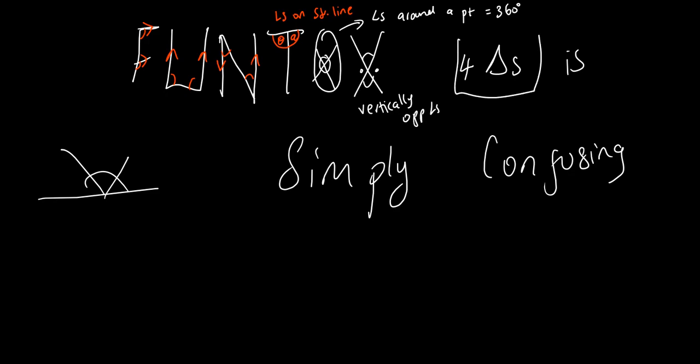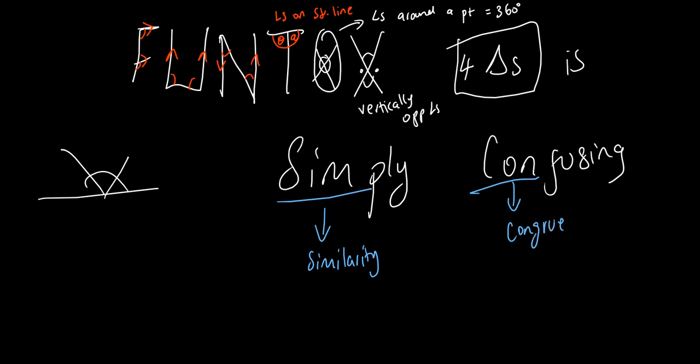Then for the four triangles, it's just the four properties of triangles: we have the exterior angle, we have all angles adding up to 180, then angles opposite equal sides, and sides opposite equal angles. Those are the four properties of triangles that we need to remember. Then simply, you might have guessed it, similarity. Our triangles are going to be similar. Congruent, congruency. Right, so it's simply confusing.